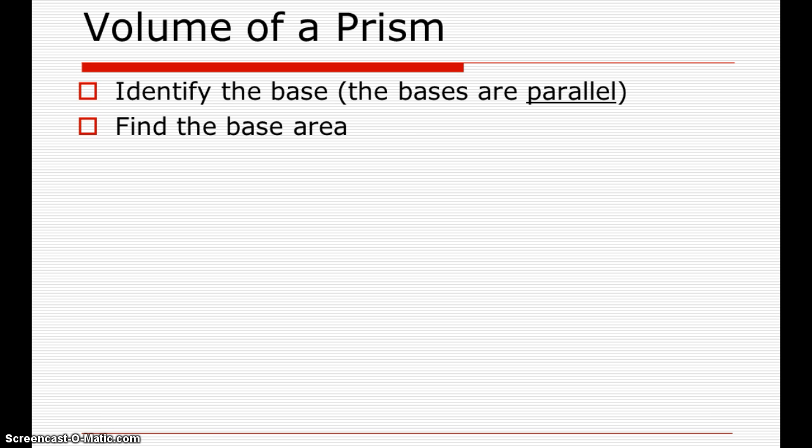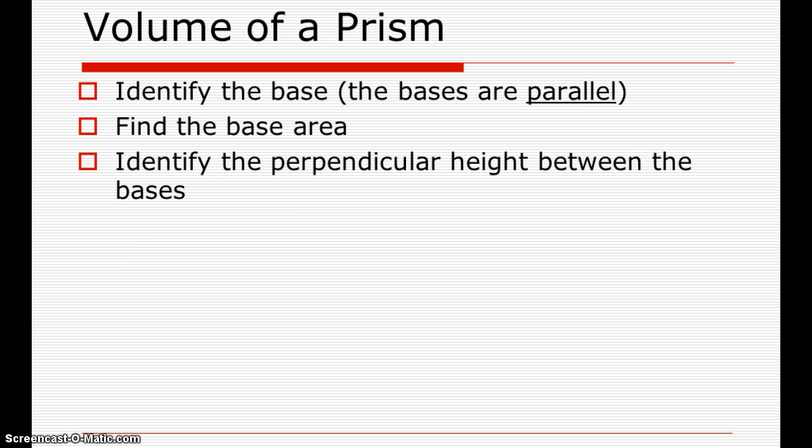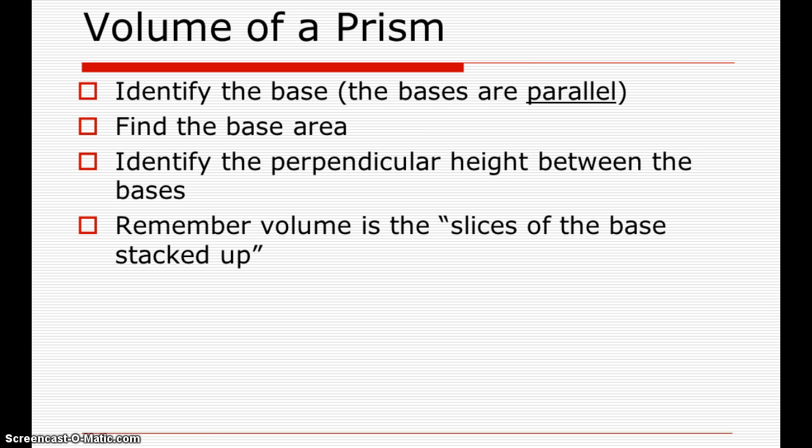Now I want you to think of this as if we take the base off, and we can find the area of just that base. Now, if I take that base off the top and I stack a whole bunch of bases on top of each other, eventually it would look just like our prism. And so that is exactly how we find the volume. We find the area of the base, and then we're going to stack all those bases together, and that would be the height in between our parallel bases, and that would give us the volume. Okay, so think of it as slices of the base all stacked up until you get a solid shape.